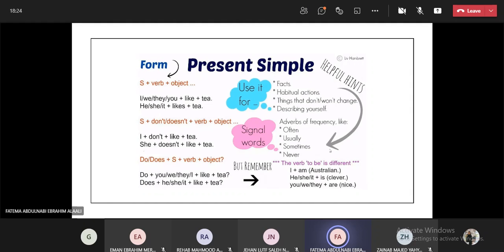So for present simple, the form is plus verb and without the s for the subjects I, we.